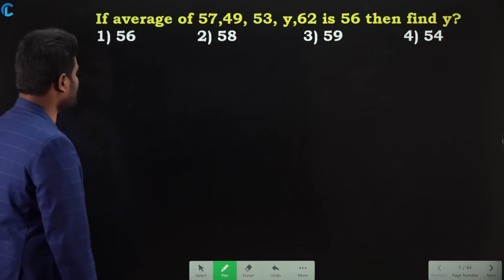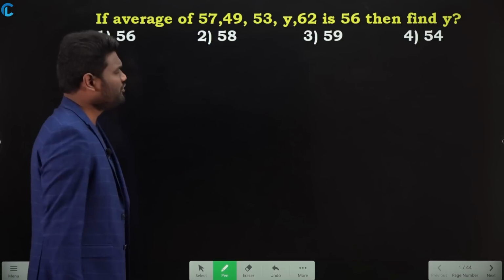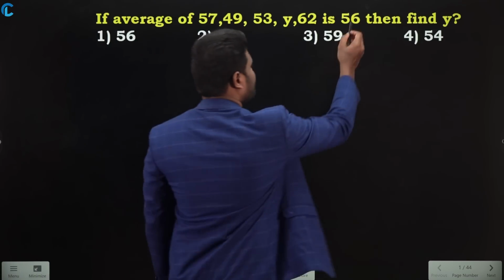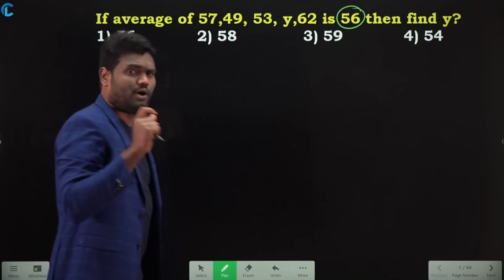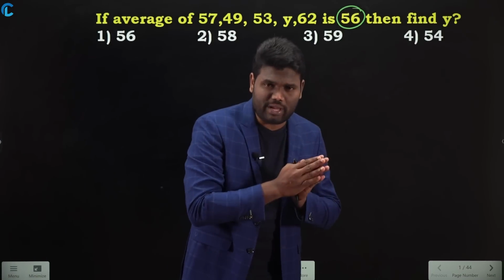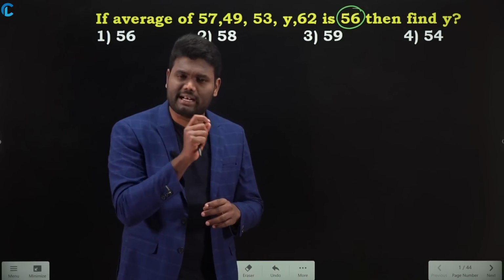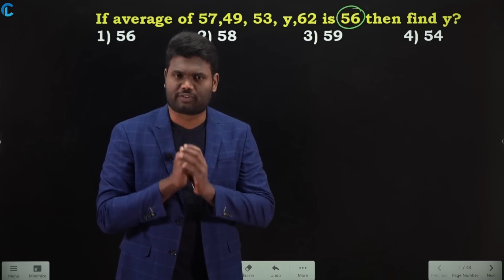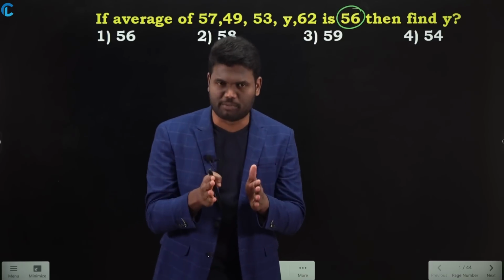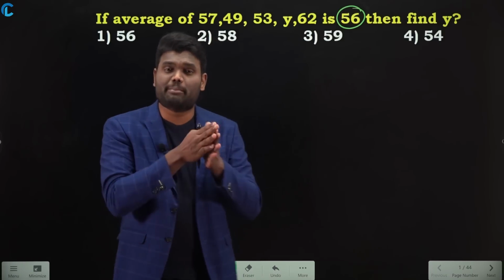The first question is: if the average of 57, 49, 53, y, 62 is 56, then find y. So we are asked to find the value of y. We know how to solve this question in a traditional way, but solving it that way consumes a lot of time. So we will go with the concept of equal distribution. Equal distribution is nothing but average, so I am going to distribute them equally.